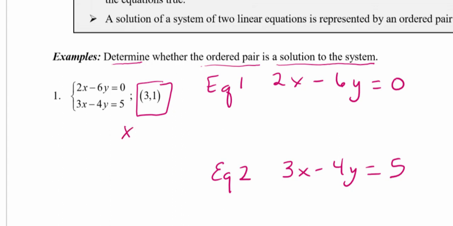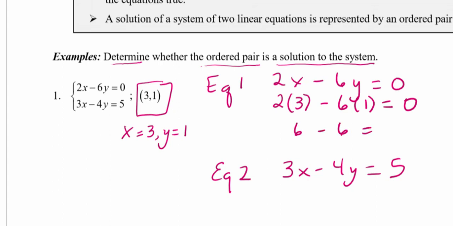As you know, the ordered pair (3, 1) means that x is 3 when y is 1. And we're going to replace the x with a 3 and the y with a 1 and see if we get a true statement. And we're going to do that for both equations. So here I'm doing the first equation, and here I get 6 minus 6, and that does equal 0. So the ordered pair (3, 1) does solve this first equation. It's one of the solutions for the first equation.